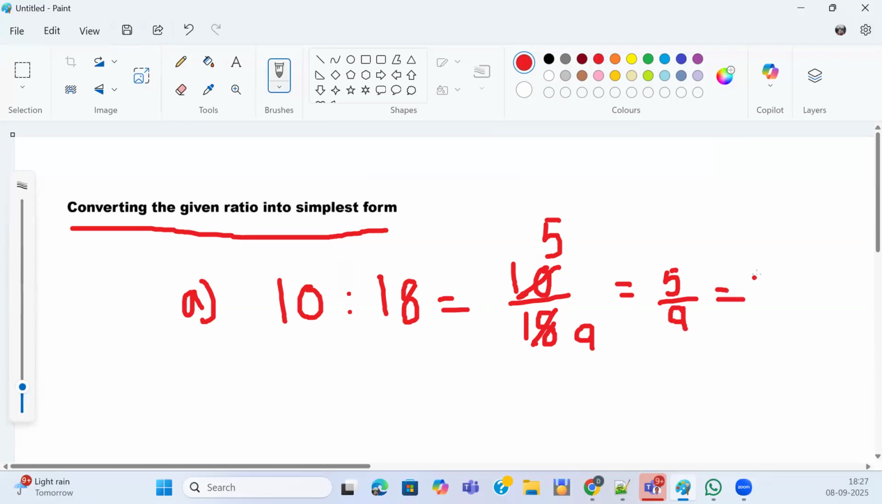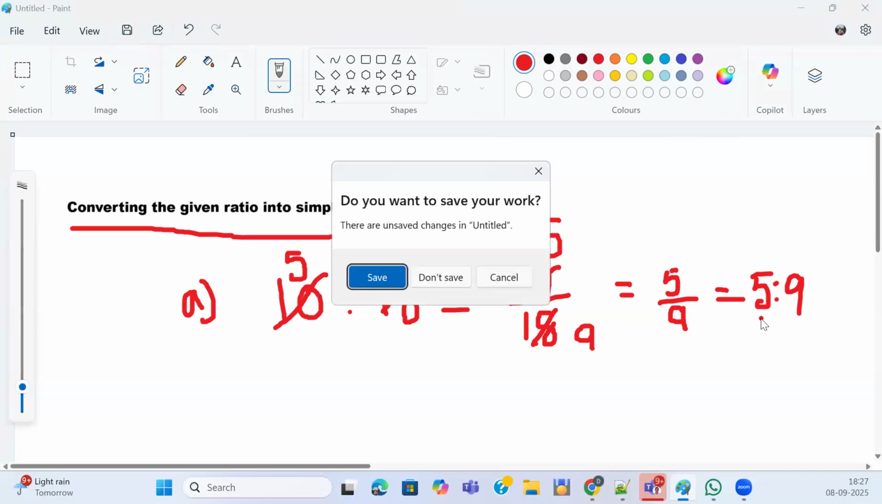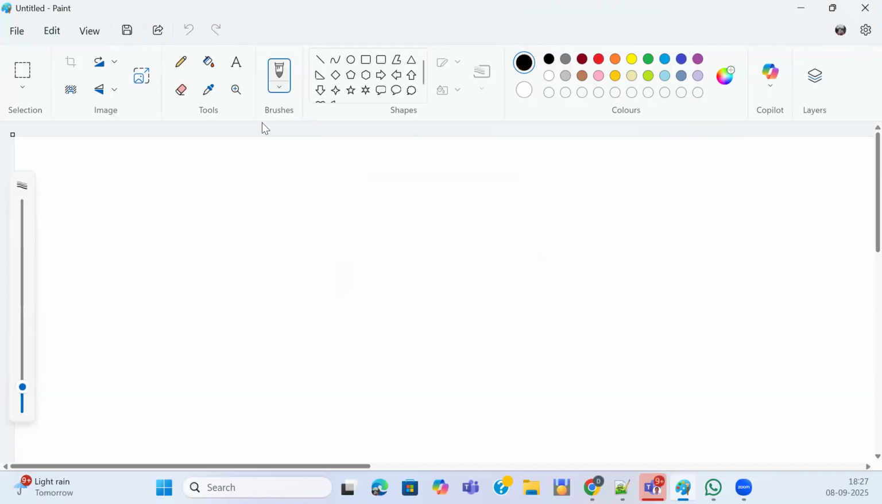How can we write 5 by 9? 5 is to 9. So instead of that, you can write it here only. 2 5s are 10, 2 9s are 18. So the answer is 5 is to 9. Is that clear to everyone? Understood? Yes, sir. Converting is very easy, right? Super easy.